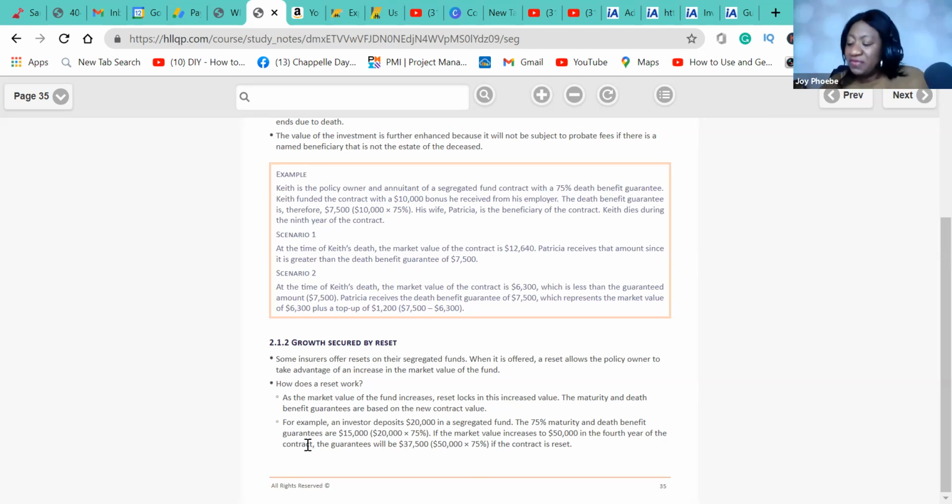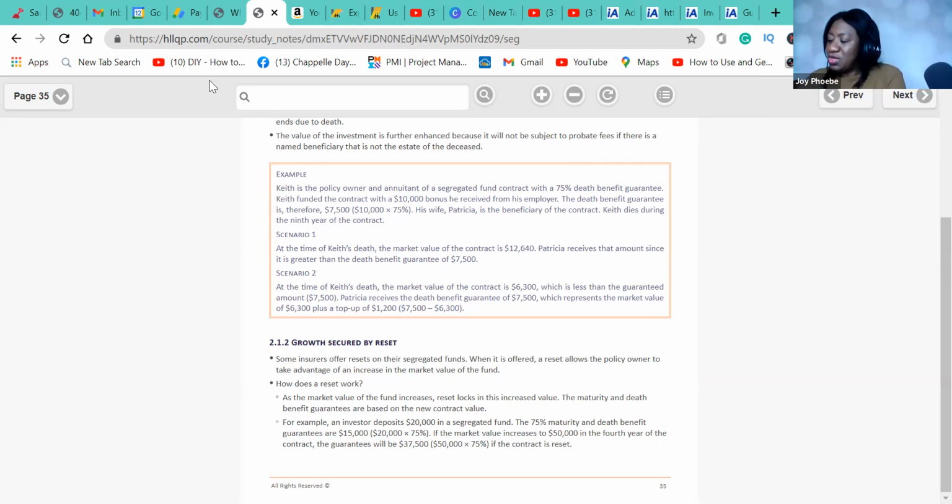So you invested $10,000. Now the market went up so well that your 10,000 is now 20,000. So you invested $10,000 in 2020, and fast forward to 2021, your 10,000 is now valued at 20,000. So you can reset at the current value to lock in your maturity and death benefit based on 20,000. How does that play out?